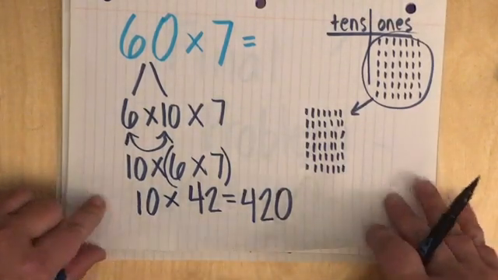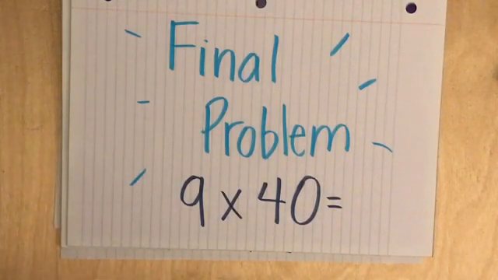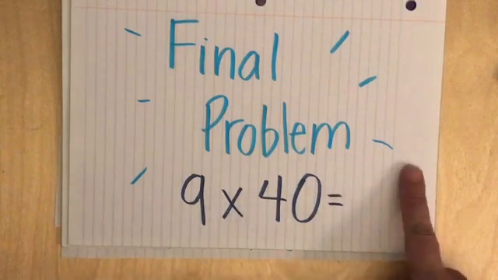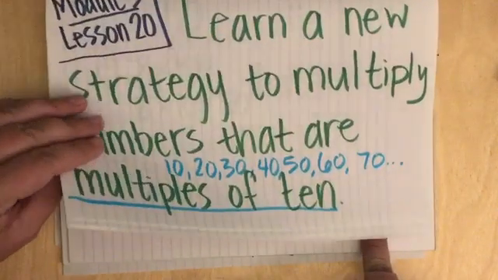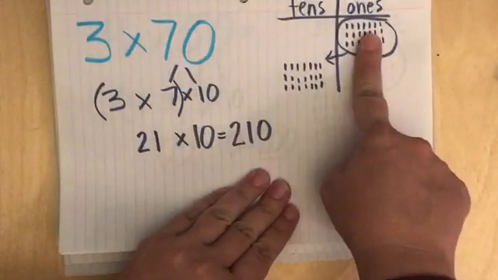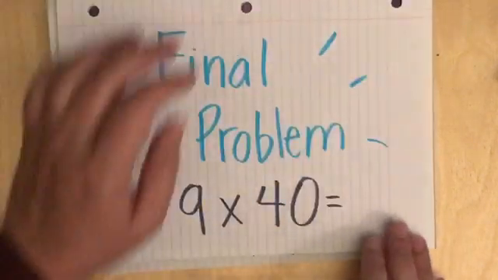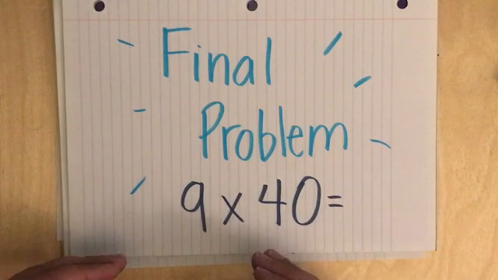Okay, now we're ready for our final problem. If you're not sure what to do on the final problem, you should look back in your notes to make sure that you're doing all the right steps. I want you to multiply 9 times 40. I want you to draw your place value chart, and I want you to show how your ones slide over into your tens place when you multiply by 10. And I want to see those parentheses to show how you're multiplying those ones together first.